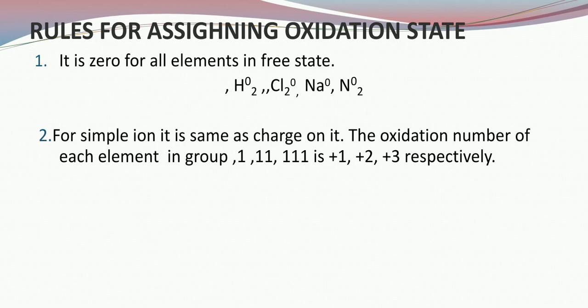For example, the elements of group 1, 2 and 3 carry +1, +2, +3 oxidation state. Sodium and potassium belong to group 1, so their oxidation state is +1. Beryllium and magnesium belong to group 2, so their oxidation state is +2. Similarly, boron and aluminium belong to group 3, therefore their oxidation state is +3.